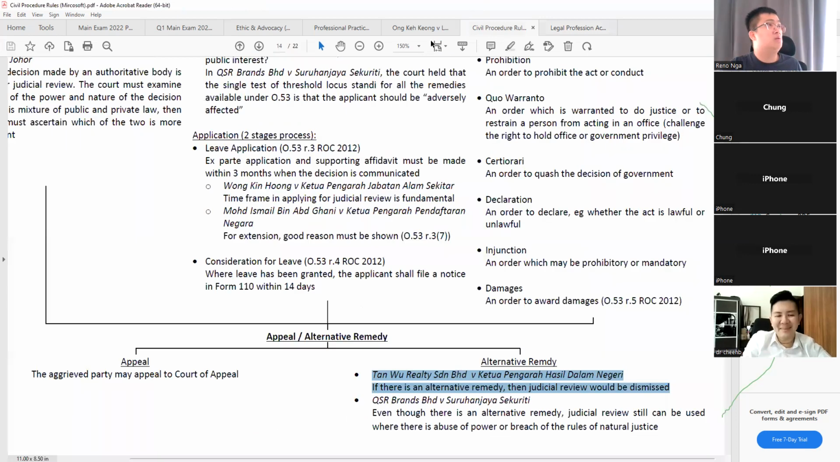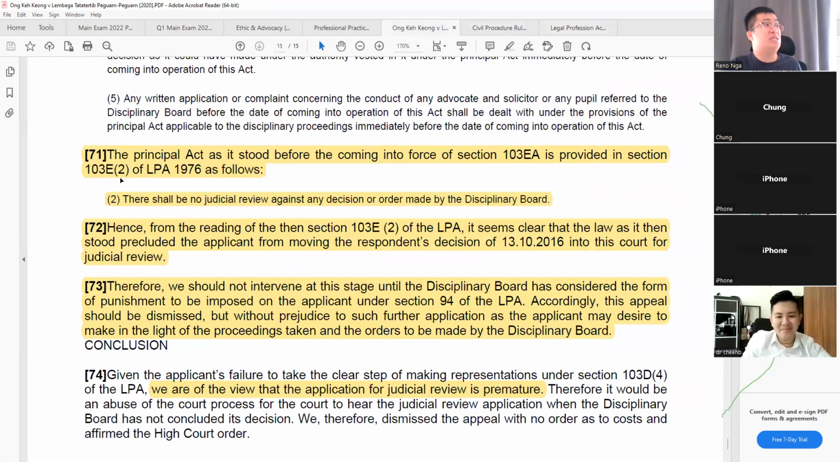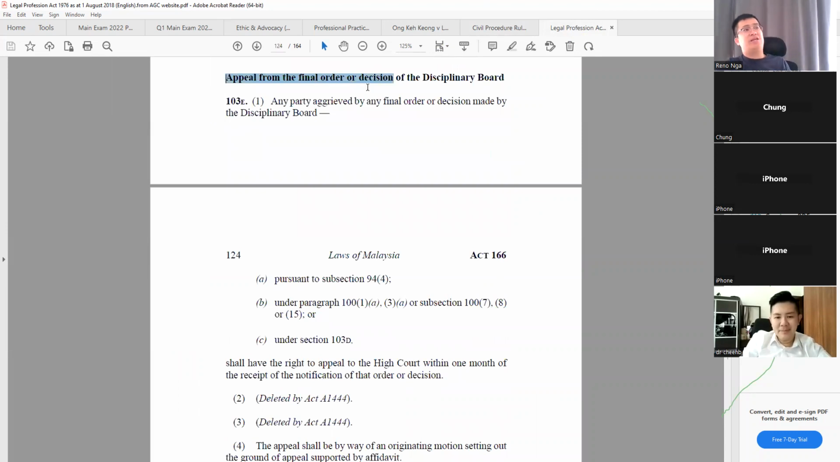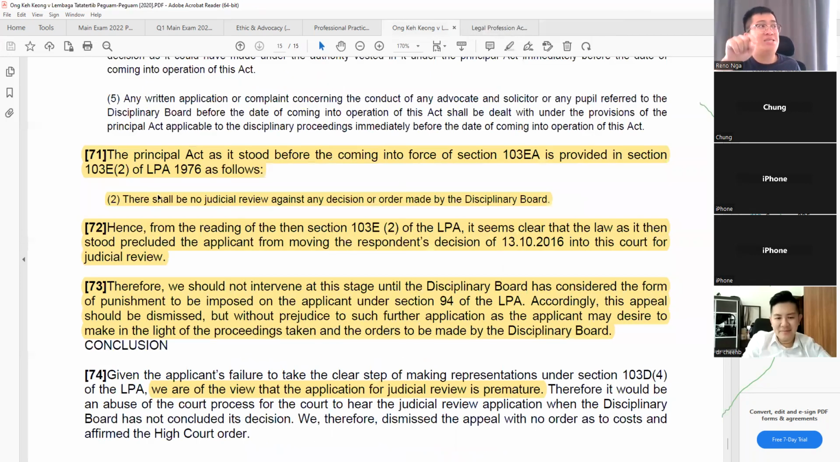Oh, I think it's not 103 EA. It's 103E. Sorry, guys, it's 103E sub 2. So you see, 103E is appeal for a final order or decision of the disciplinary board. If you look at sub 2, it's deleted, right? Deleted. But one interesting fact I want to highlight is that last time 103E sub 2 expressly mentioned there shall be no judicial review against any decision or order made by the DB, the boss. So technically, last time you cannot judicial review. But right now, since they removed it already, actually you can judicial review.